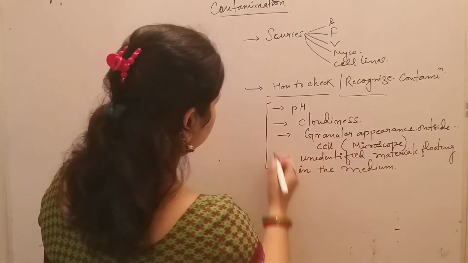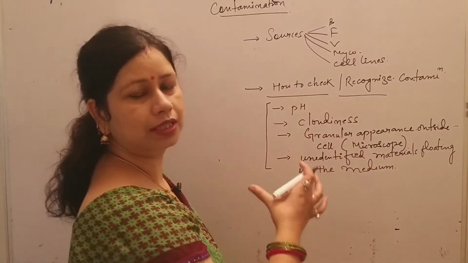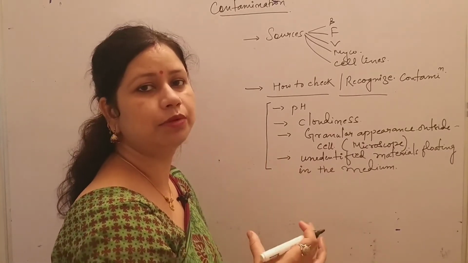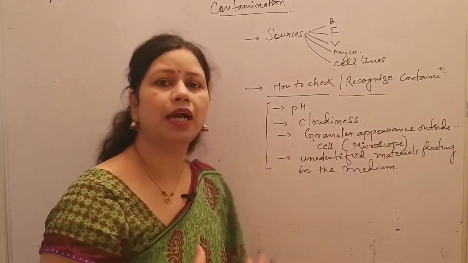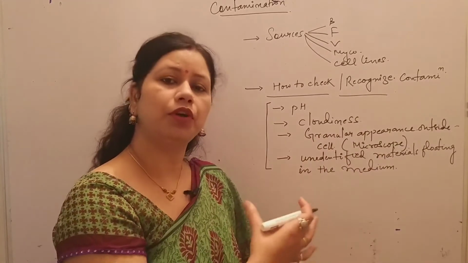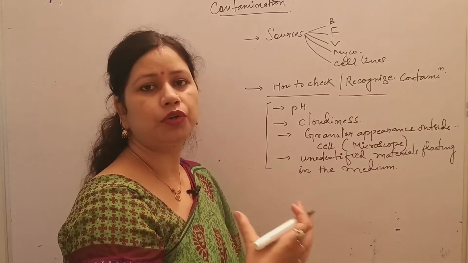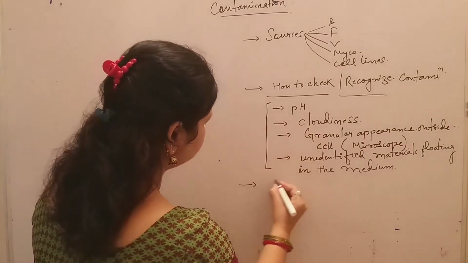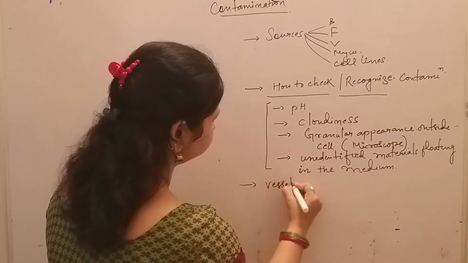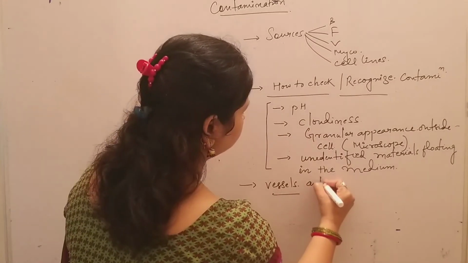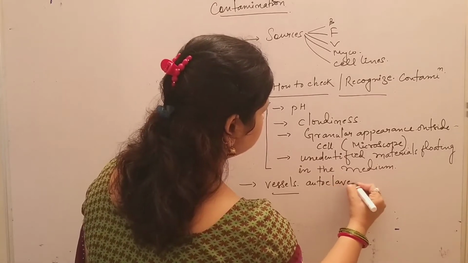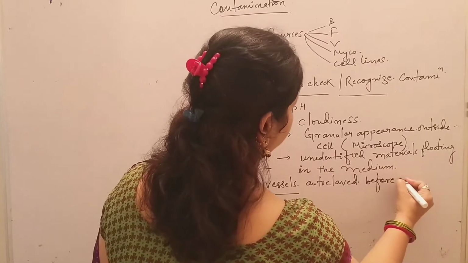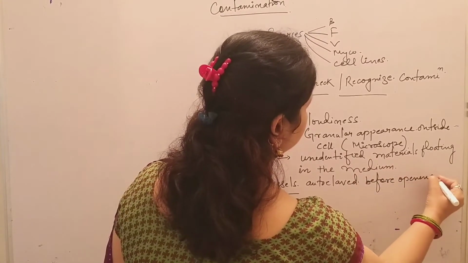After recognition of this type of contamination, we should always autoclave the vessels before opening them. When we want to discard the culture vessels, the materials, or the cultured cells inside the vessels, the vessels should be autoclaved prior to opening the cap.